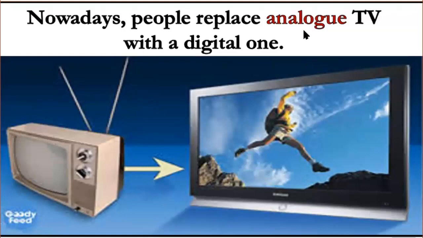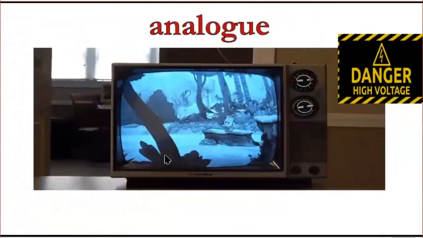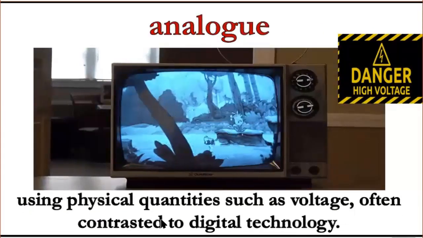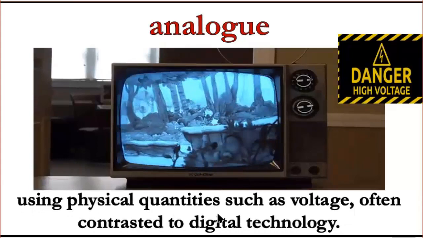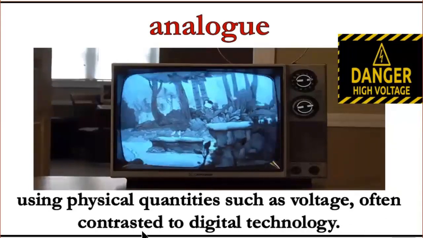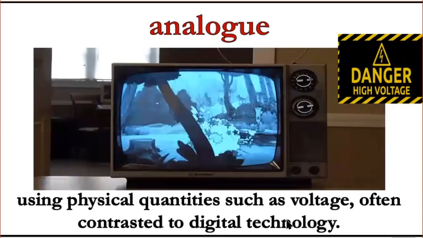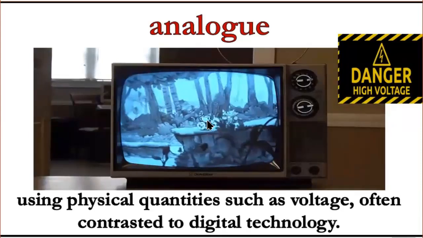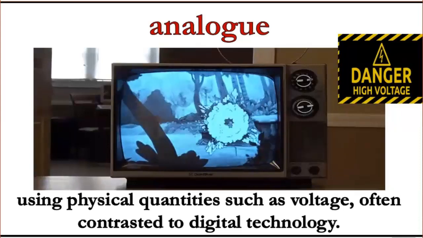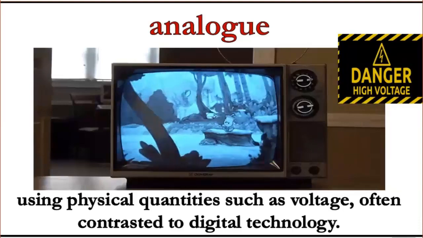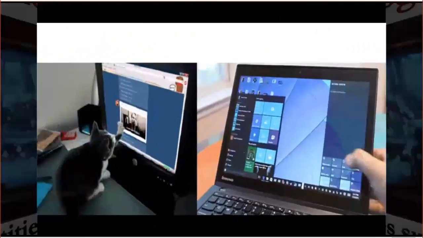What is the meaning of analog? Analog means using physical quantities such as voltage, often contrasted to digital technology. You can say it is the old technology, or the primary inventions. Then it is analog TV.